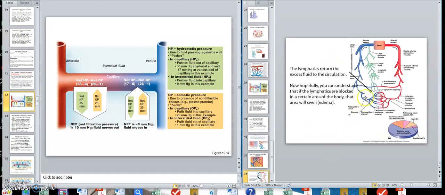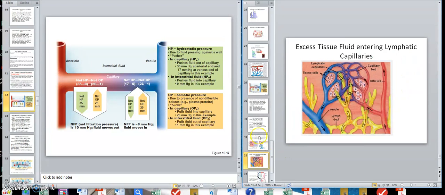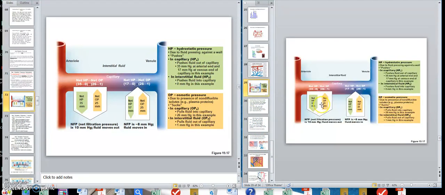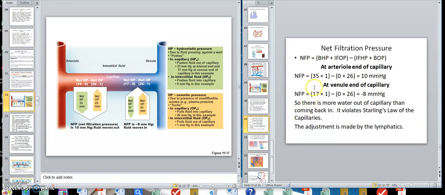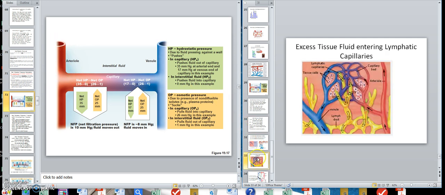See right here. Here's the lymphatics and here's the capillary. Now, remember I said that if you have more water out than you did back in, that would be an angioedema, which could happen if you had too much dilation of the arteriole, like in inflammation. Now, however, here's another term. That's angioedema, blood vessel edema.